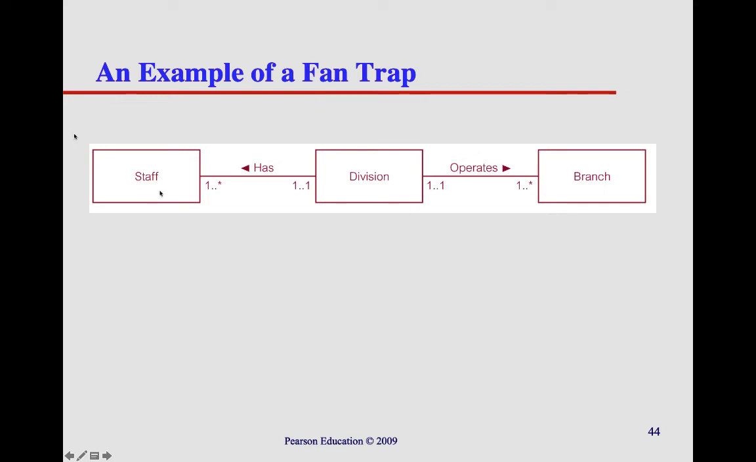Here's an example of a fan trap. A division of a company has one or more staff. And the division operates one or more branches. So the problem here is that how do we determine which staff is at which branch? We might very well want to be able to identify which staff are at which branch.